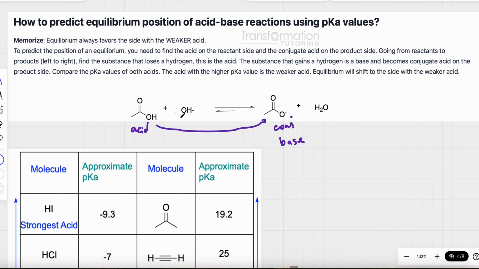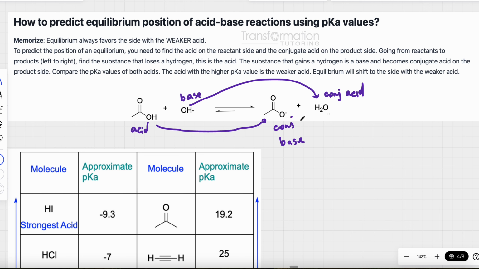And let's do the same for this molecule. OH minus becomes H2O. OH minus gains a hydrogen. That means this was a base. And on the other side, this will be its conjugate acid.